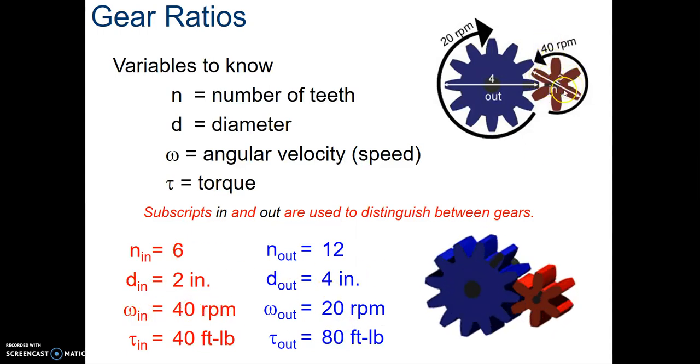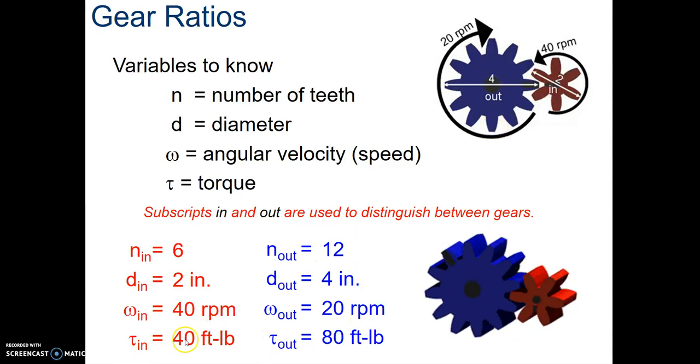So what are we doing? We're going from a small gear to a large gear, so therefore we're going from faster to slower. And then torque. What do we have with torque?